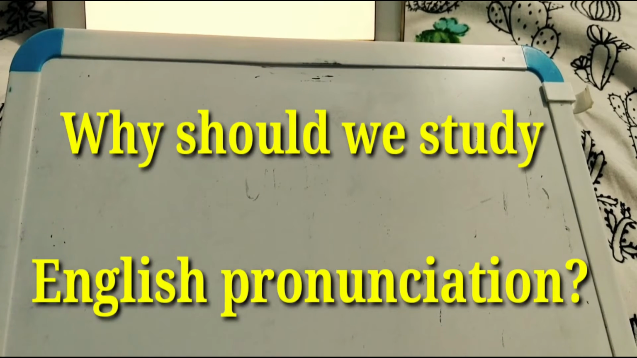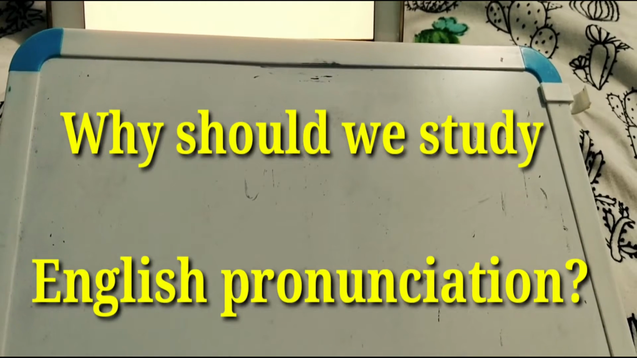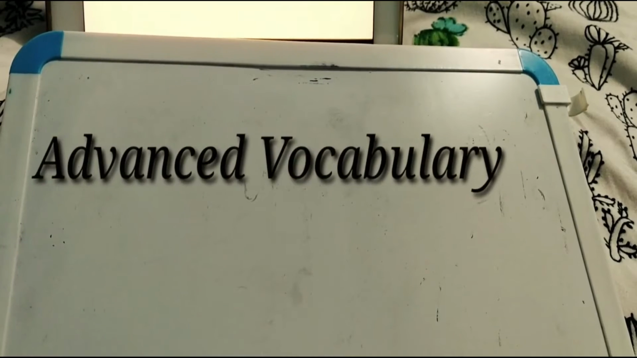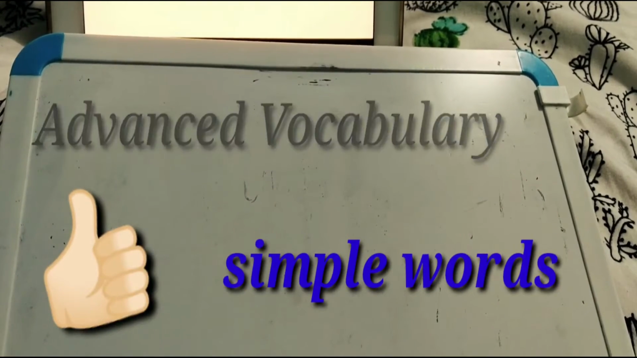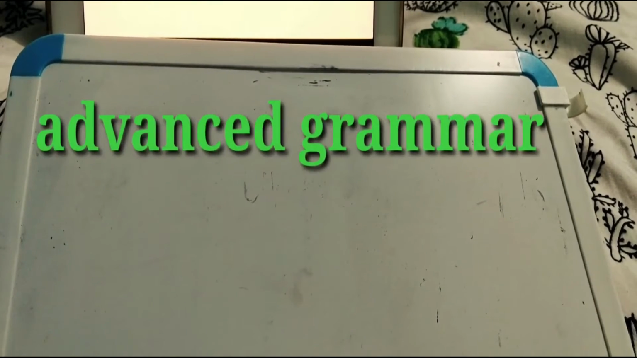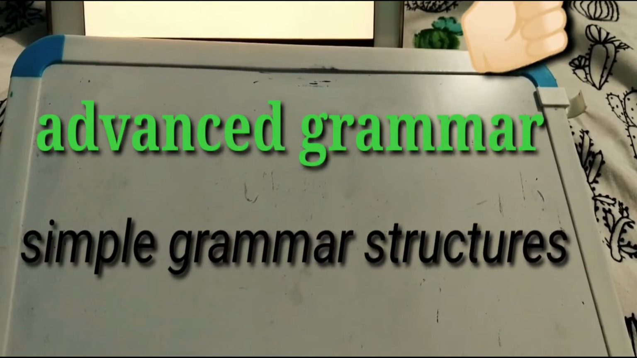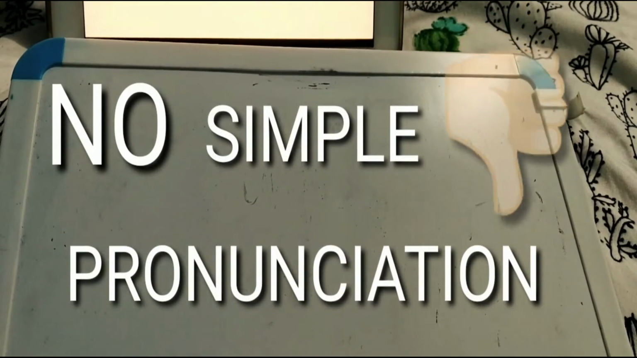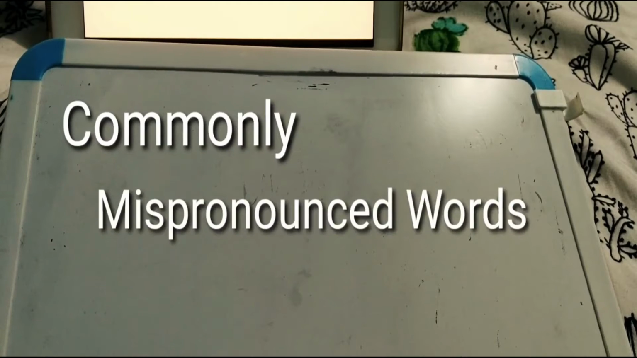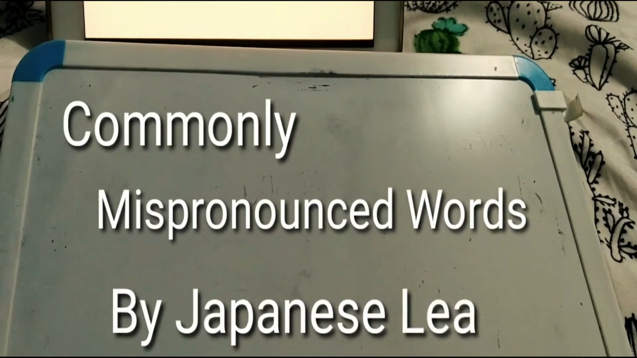Well, of course, it's the first and biggest thing people notice when you are speaking English. Right away, people will notice if your pronunciation is good or bad. There's high-level vocabulary or advanced, but you can also use simple words. Same with grammar. You can use advanced or simple grammar structures, but there's no simple pronunciation. So let's get started with our commonly mispronounced English words by Japanese learners.